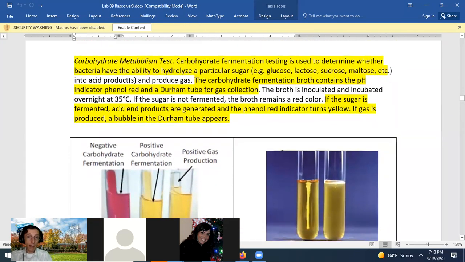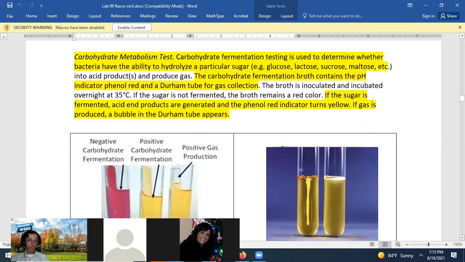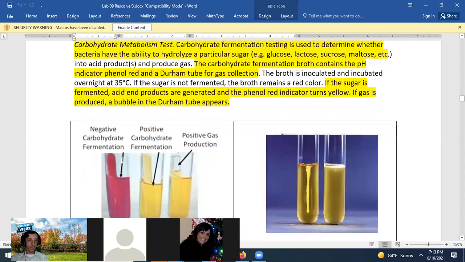All right, the carbohydrate metabolism test is looking at the fermentation of the sugar, and therefore we call it the carbohydrate fermentation test or the carbohydrate metabolism test. Each tube has one sugar in it, and it could be glucose, lactose, sucrose, maltose, etc. And if it can ferment that sugar, acid products will be made, and the acid will cause the phenol red pH indicator to turn yellow. And so if the sugar is fermented, it'll turn yellow, and that may be without gas being produced in the fermentation, or it could be with gas produced in the fermentation.